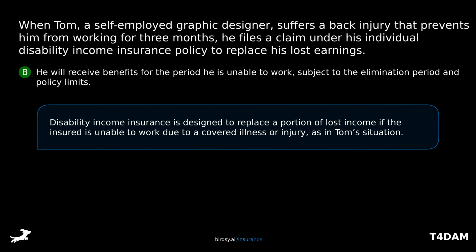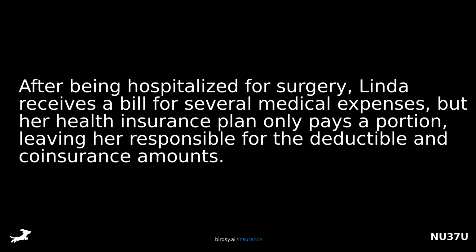Disability income insurance is designed to replace a portion of lost income if the insured is unable to work due to a covered illness or injury, as in Tom's situation. After being hospitalized for surgery, Linda receives a bill for several medical expenses, but her health insurance plan only pays a portion, leaving her responsible for the deductible and coinsurance amounts.